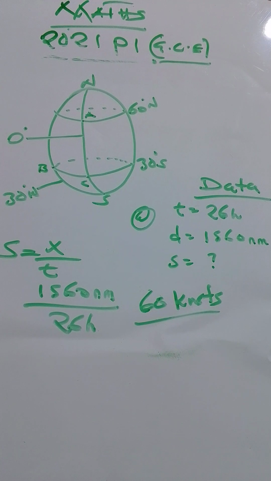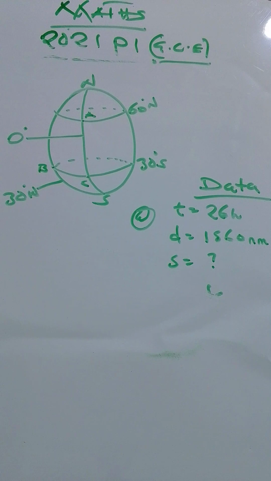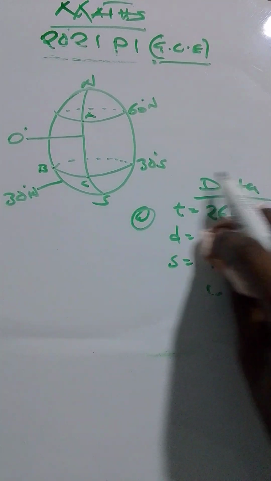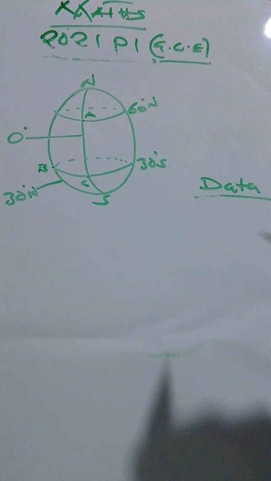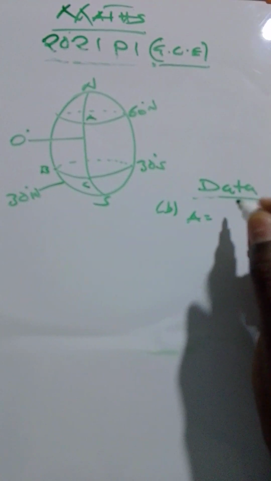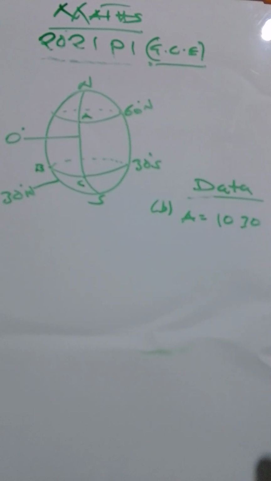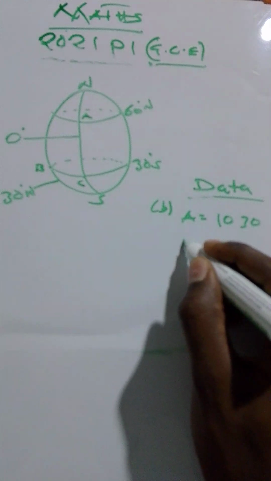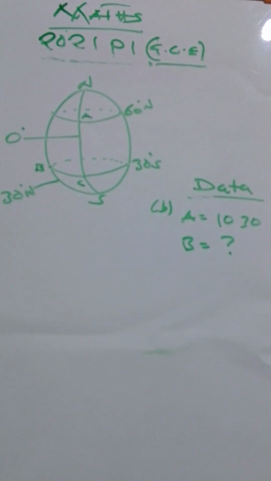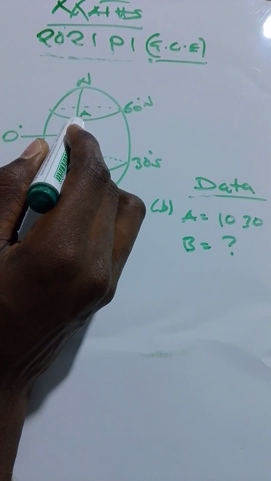So question B reads, if the local time at A is 10:30 hours, find the local time at B. So at B, we don't know. Now we know that B is here, A is A. It's like moving from here, coming toward this direction.